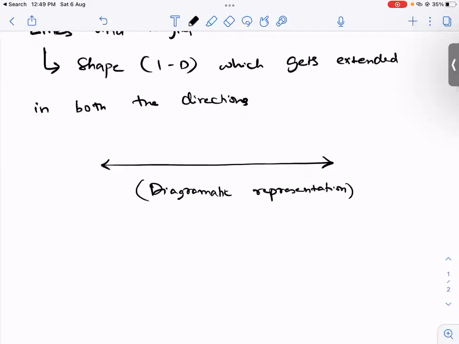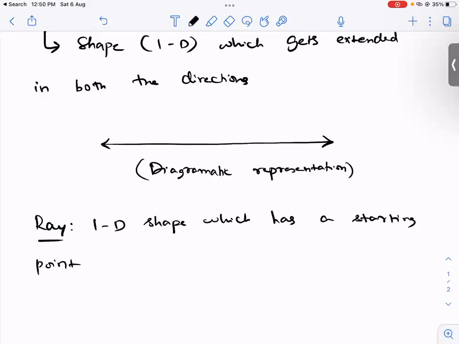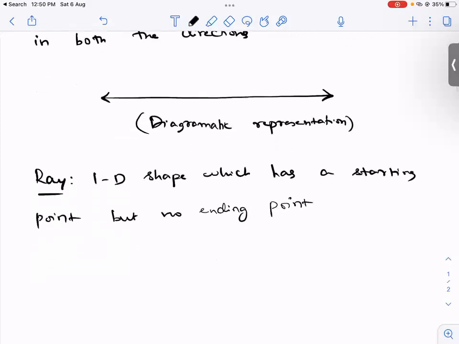That is about a line, right? Now, what are the other one-dimensional figures that we are going to deal with? Triangle is two-dimensional. You talk about a ray. So, what is a ray? It is also a one-dimensional shape which has a starting point but no ending point.